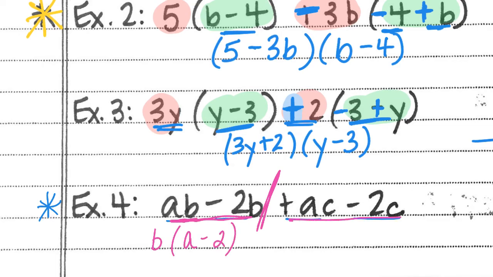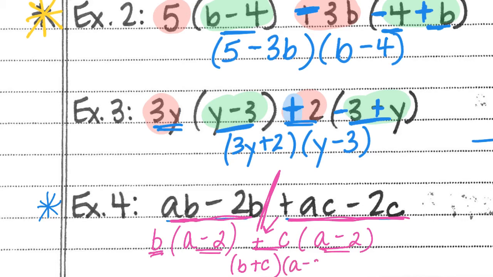What is the GCF of the second half? C. Always take this sign with it. When I take c out, I also have a minus 2. And when I combine these, we're going to have our floaters, b plus c. And we're going to combine these as 1, a minus 2.